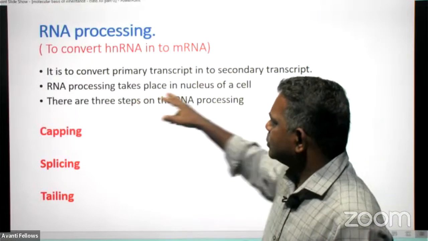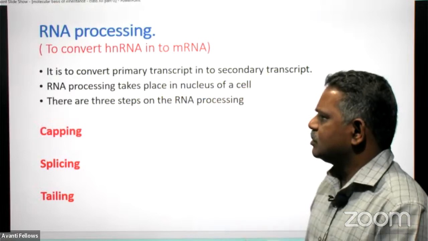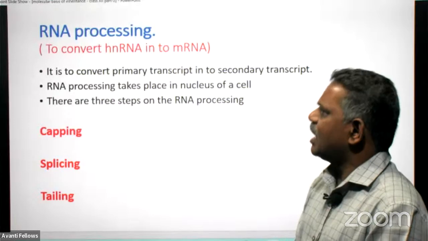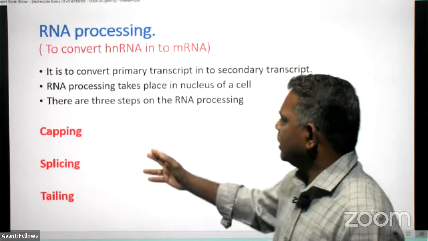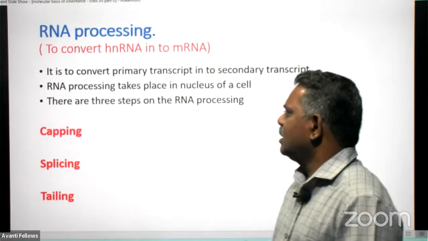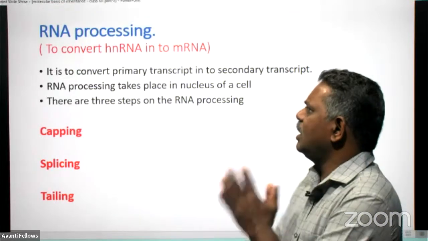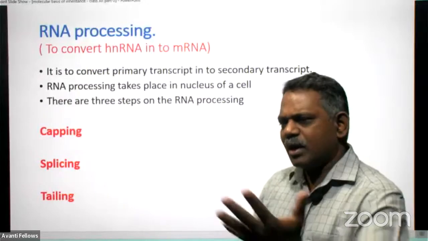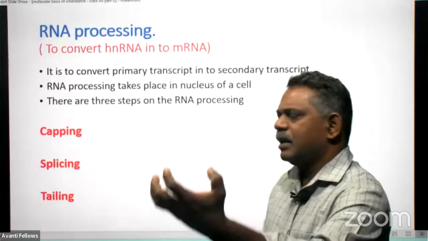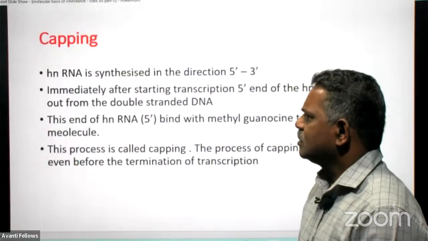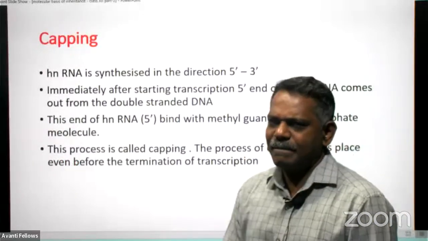RNA processing takes place only in the nucleus. There are three steps in the process of RNA processing: capping, splicing, and tailing. All these processes happen in the nucleus only. After maturation, the RNA moves from the nucleus to the cytoplasm. So let us see what capping is.